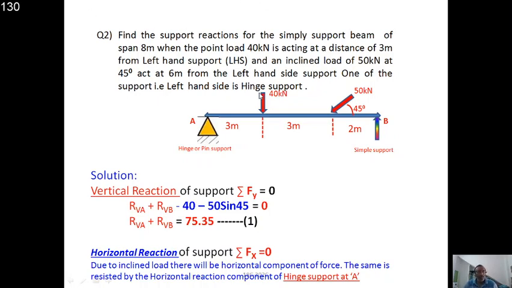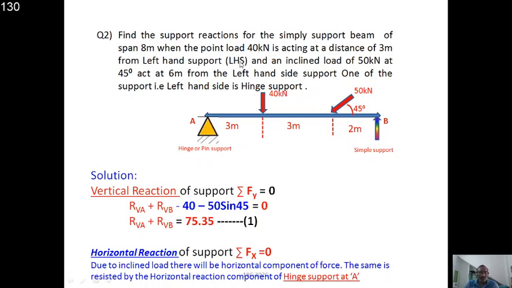So for this, coming to the second problem, here we are going to deal with the hinged support. Whenever the hinged support comes into the picture, we have the flexibility to load the inclined loads also, right? Hence in this problem, we are seeing some inclined loads. Find the support reactions for the simply supported beam of span 8 meters when the point load 40 kilonewton is acting at a distance of 3 meters from the left hand side.